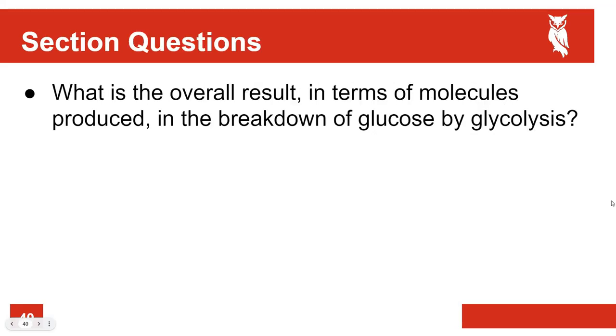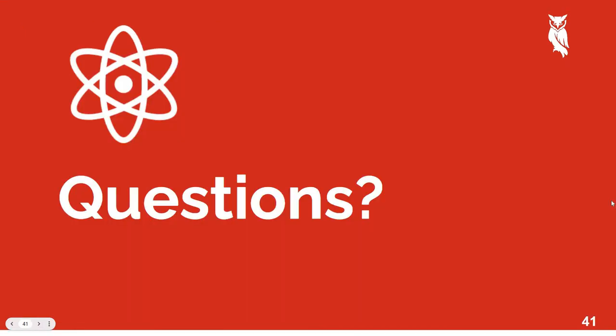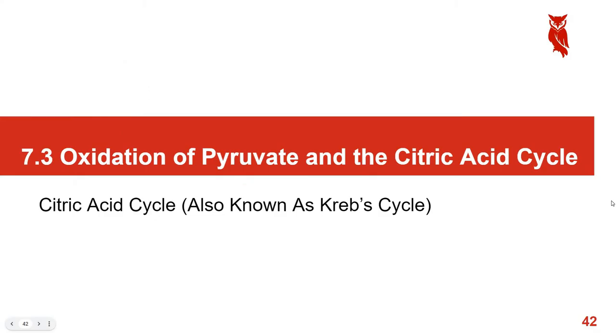All right. What's the overall result in terms of molecules produced in the breakdown of glucose by glycolysis? We get what? 2 NADH. And then your ones. 2 pyruvates. And 4 ATP, but we use 2, so it's a net of 2. Okay? All right, any questions on that? No. Sweet, we've got 15 minutes left to start on 7.3. Oxidation of pyruvate and citric acid cycle.